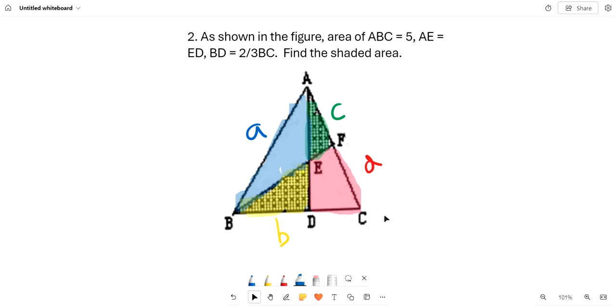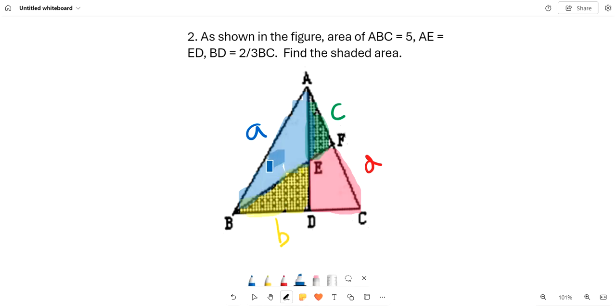So this is week 57, Friday, number 2, and it says, as shown in the figure, area of ABC equals 5, A equals ED, BD, and BD equals 2 over 3 BC. Find the shaded area.